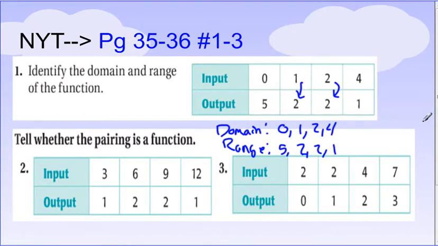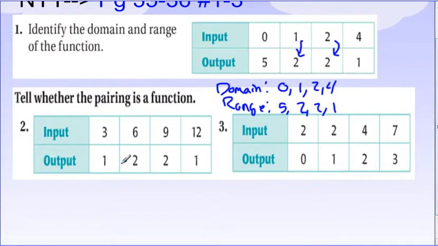Okay, number 2. It says tell whether the pairing is a function. So is this a function? So 3 goes to 1, 6 to 2, 9 to 2, 12 to 1. That is a function because every input goes to one output. I don't have a 6 going to 2 different things. So this is a function.